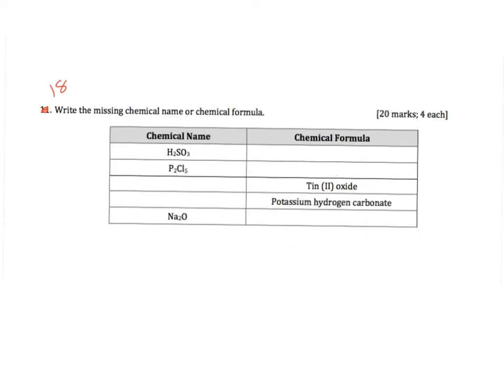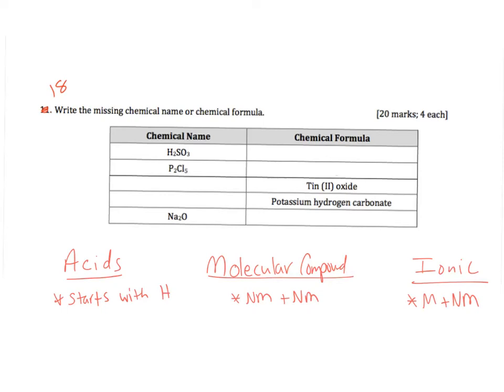Let's fill this table. Give the formula or the name. Now, you need to be able to recognize if it's an acid or if it's a molecular compound. If it's an acid, then it's going to start with H. If it's a molecular compound, it's going to be two nonmetals, and this is when we are going to use the prefixes. If it's an ionic compound, it's going to be a metal and a nonmetal. All right, do you see any acids in the table above? Yep, the first one is an acid because it starts with H.